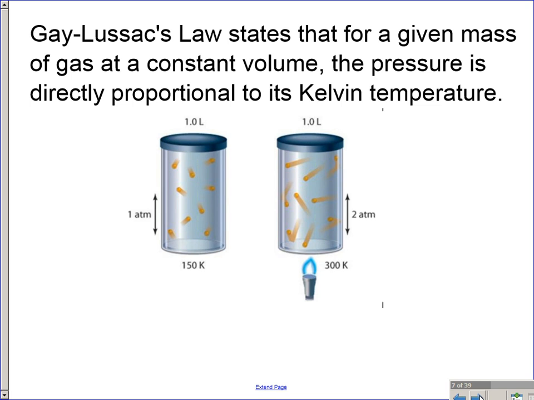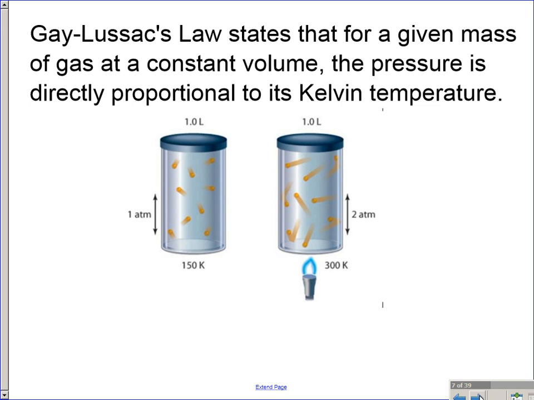Our third gas law that we learned was Gay-Lussac's law. It states that for a given mass of gas at a constant volume, the pressure is directly proportional to its Kelvin temperature. Yet again, directly proportional. When one goes up, the other will go up, and temperatures are yet again in Kelvin.